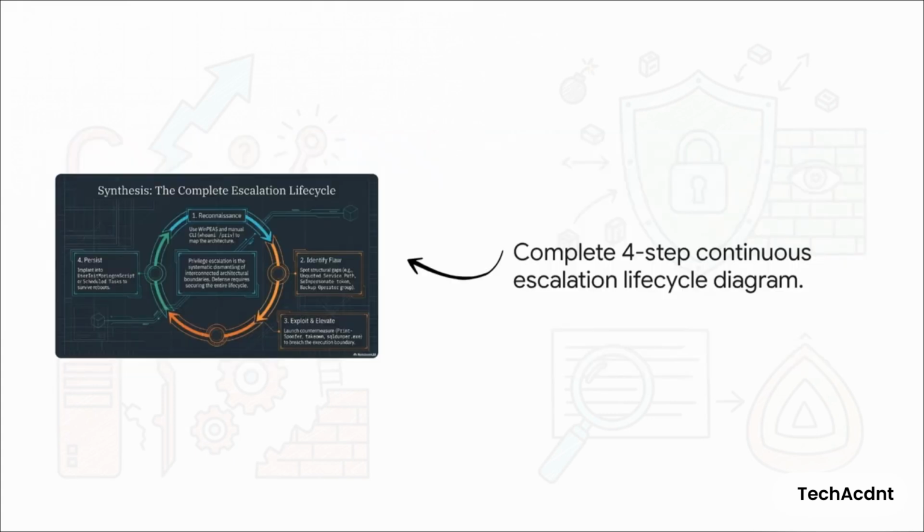What this really proves is that privilege escalation isn't a straight line. It's a continuous 4-step loop: reconnaissance, identifying flaws, exploiting, and persisting. You do it over and over. It's the systematic, layered dismantling of interconnected architectural boundaries.